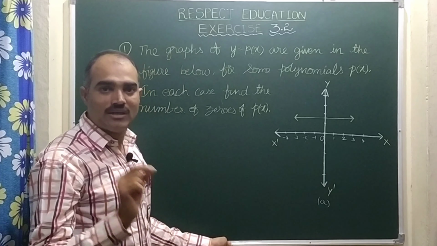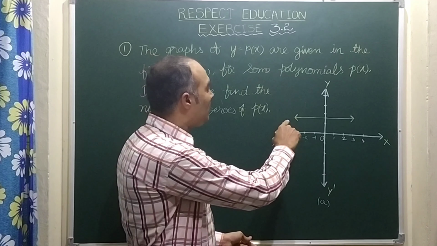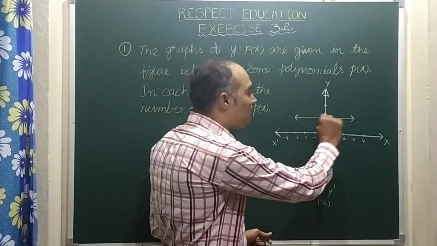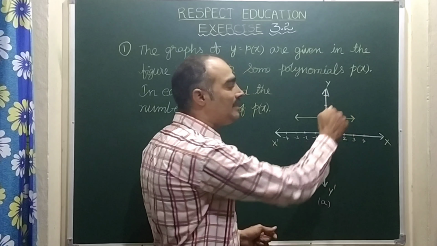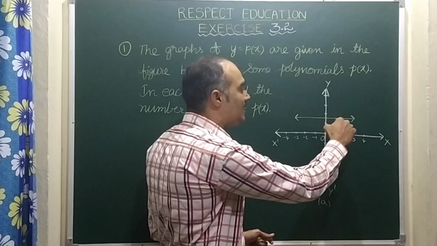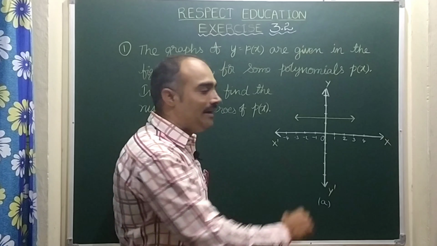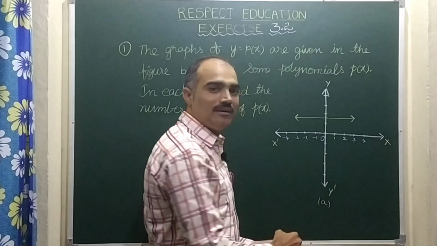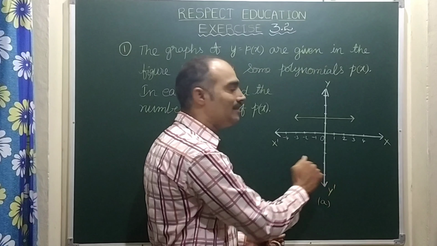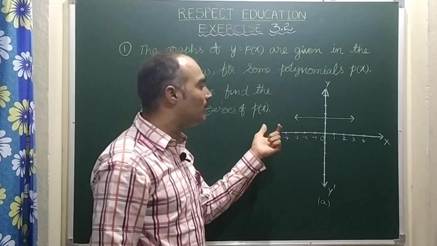You need to understand that the number of zeros is nothing but the number of times the graph intersects the x-axis. Here, children, the given graph is parallel to the x-axis. It does not intersect the x-axis at all. It intersects the y-axis, but that will not count towards the number of zeros.